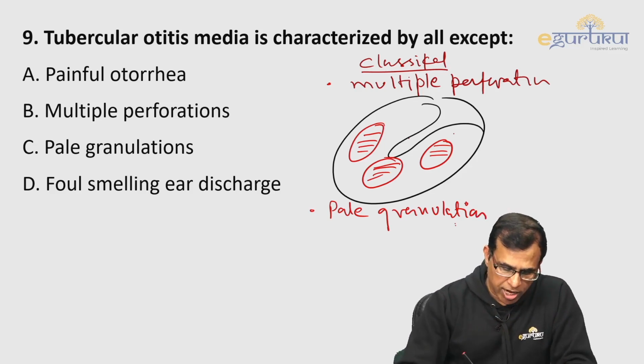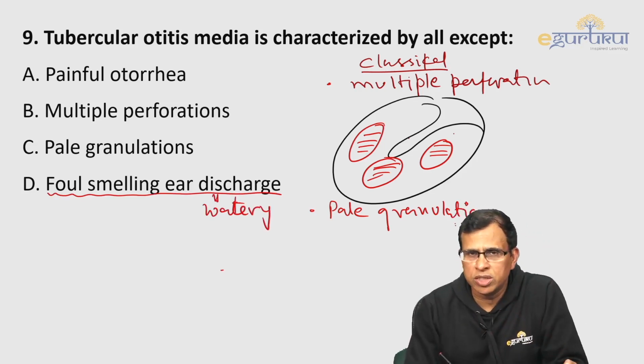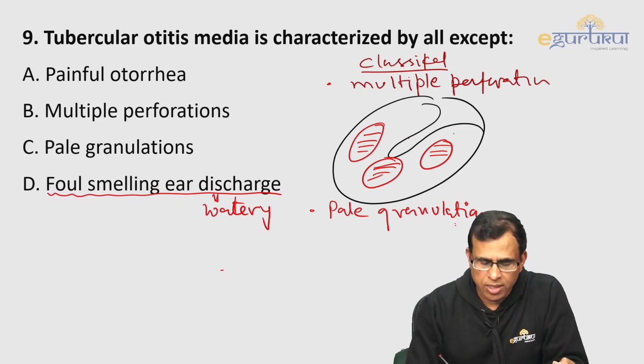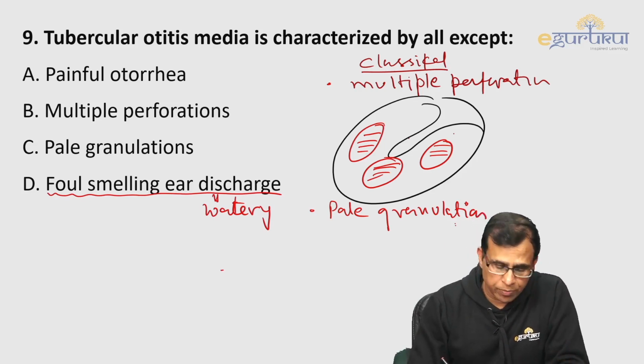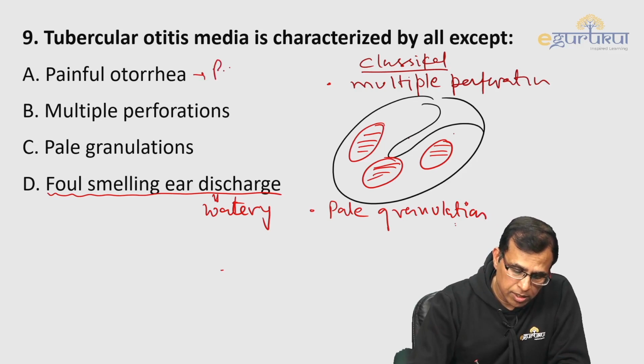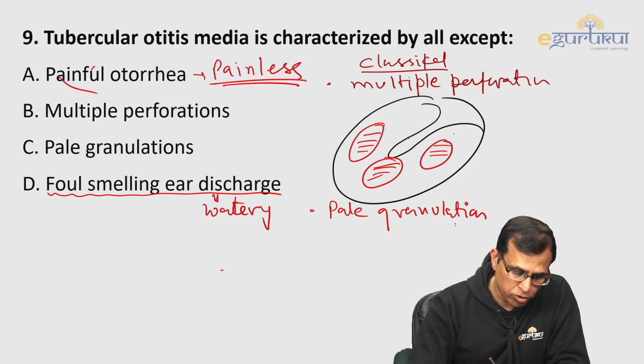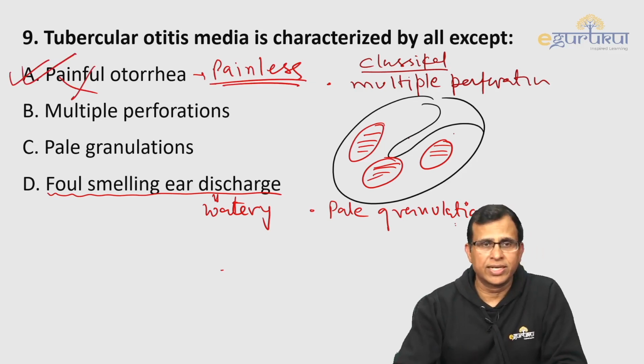And discharge may or may not be foul smelling, but it is watery. There is no pus. In tuberculosis, we know there is no pus. It's a watery, serous discharge from the ear. But the most important feature, which is another very important one, there is no pain. Ear tuberculosis is painless. So no painful otorrhea. So this is not true, and this is a correct answer.